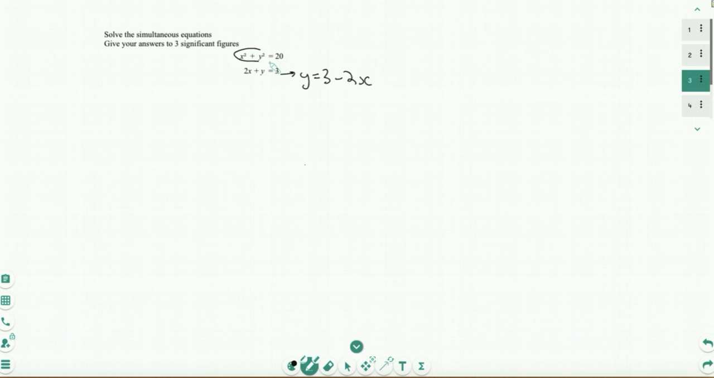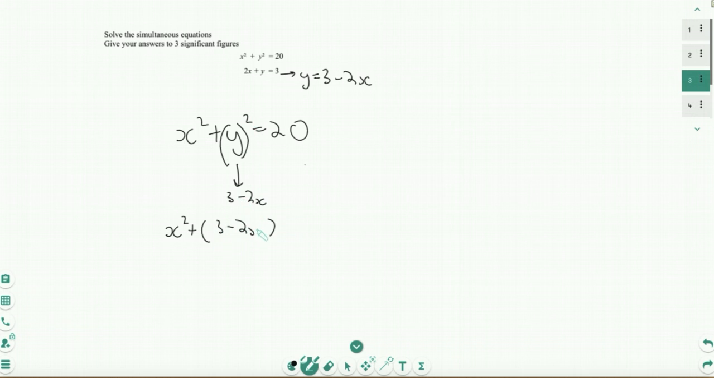So now we can get our curved line, which is basically a circle. X squared plus y squared is 20. Since y is exactly the same as 3 minus 2x, we can replace this y with 3 minus 2x. Let's go ahead and write out a new equation. So x squared plus (3 minus 2x) squared equals 20. Ooh, I see some brackets.